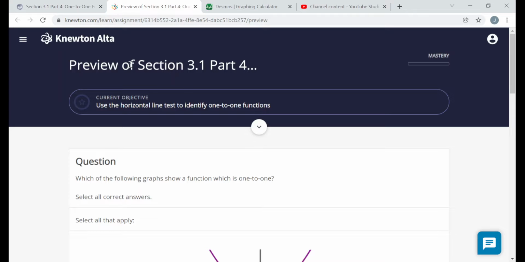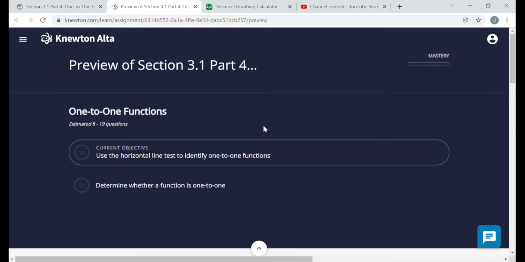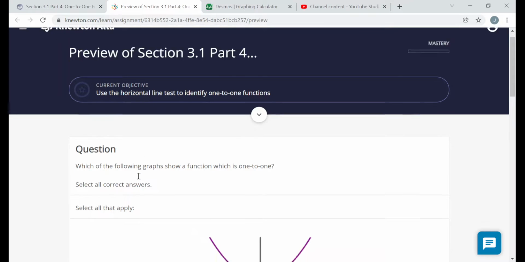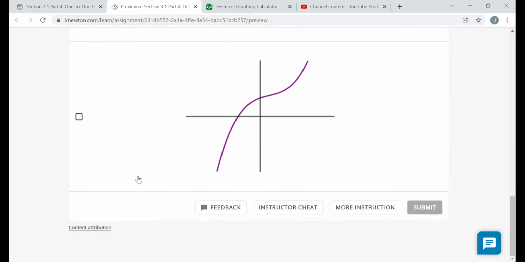Alright, so your assignment page should have the title up top, the mastery bar. You should be able to see your objectives, right? It looks like there are 2 objectives for this particular assignment. And then beneath the current objective, there should be a question related to that objective, and at the bottom of every question, you should see a feedback button, where you can send feedback to Knewton if you wish.